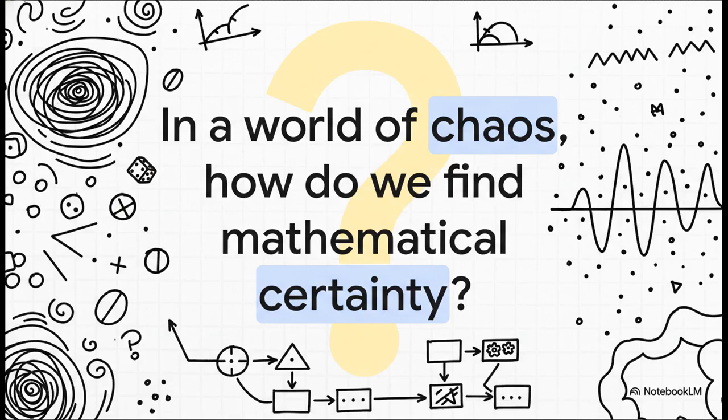And that brings up a huge question, right? If so much is governed by chance, how on earth can we possibly model it with any accuracy? How do you find any kind of certainty, any signal, in all of that noise? Well, that is the exact puzzle we're tackling in this explainer.